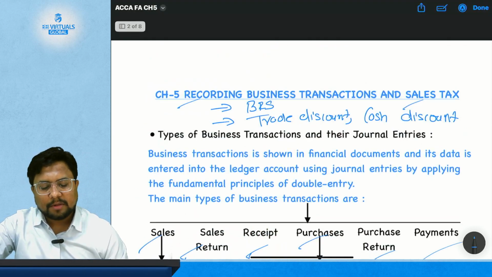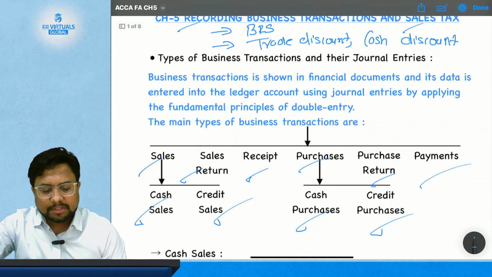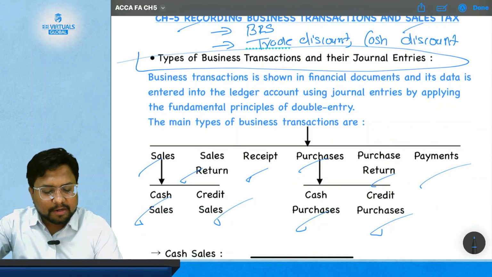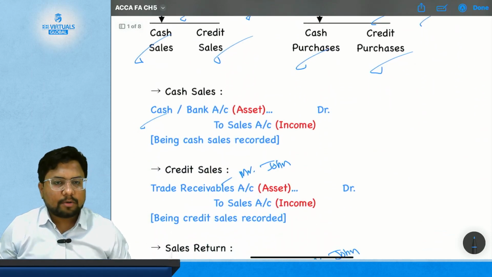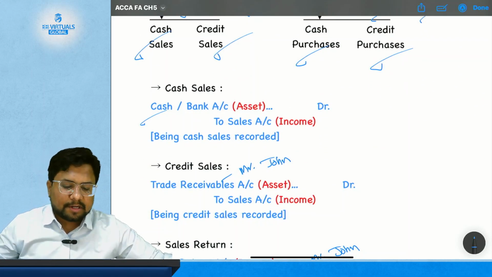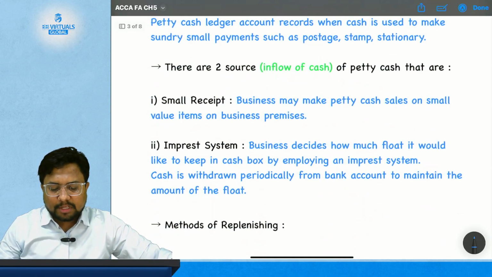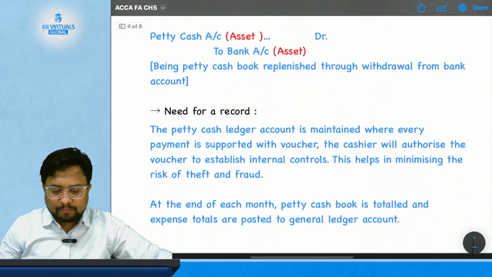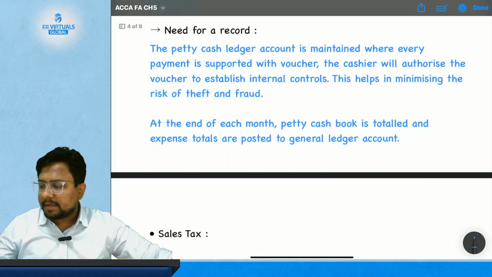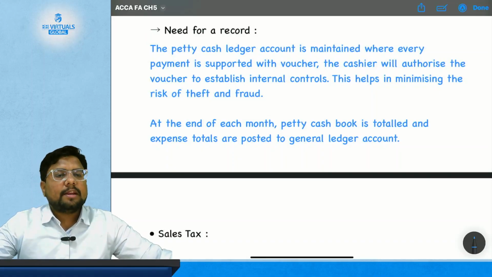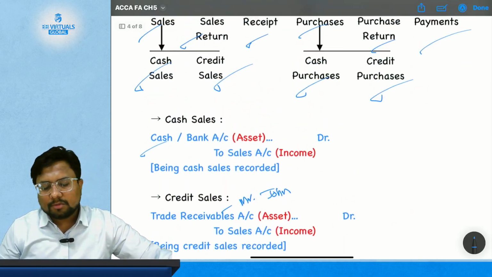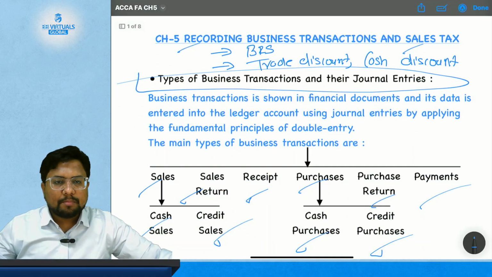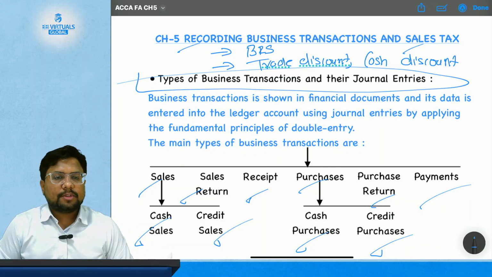So in this class we have studied types of business transactions and their journal entries. We have completed one of the major parts of this chapter. In the next class we will go for petty cash book, then sales tax, and then bank reconciliation and discount. Then we will complete this chapter, and after completing the chapter we will do question solving from the question bank. Okay, so this is all for this lecture.